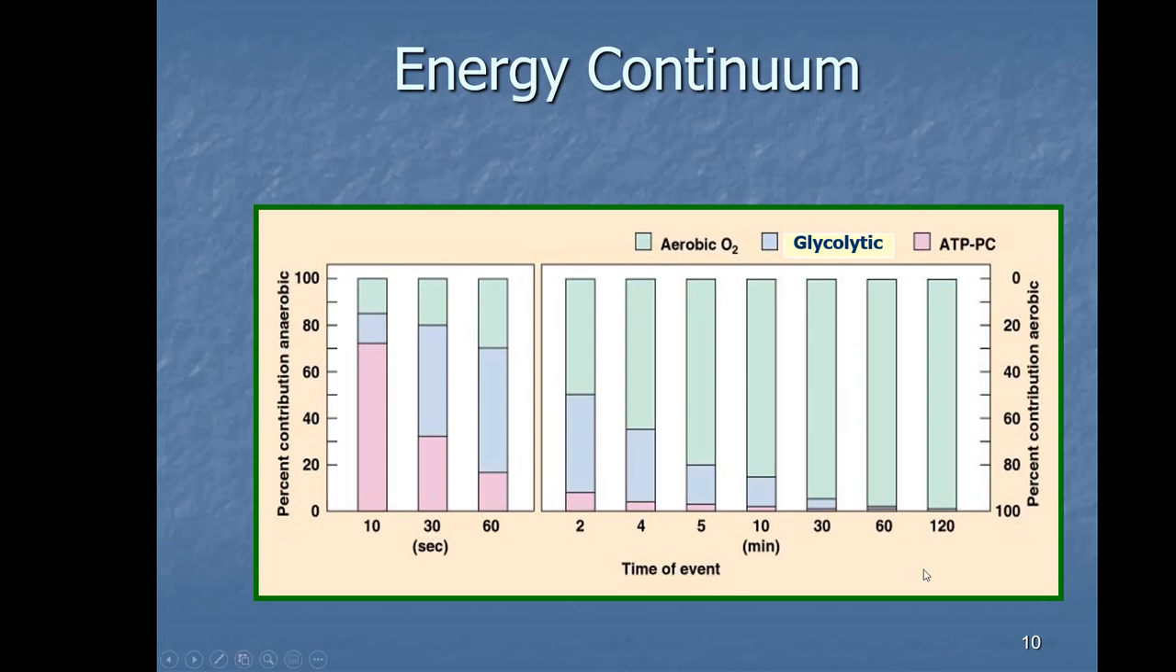And so even at this point, 2 hours into exercising, we still have some immediate pathway still generating ATP. The glycolytic pathway is still generating ATP. It's just contributing really small amounts compared to the oxidative.